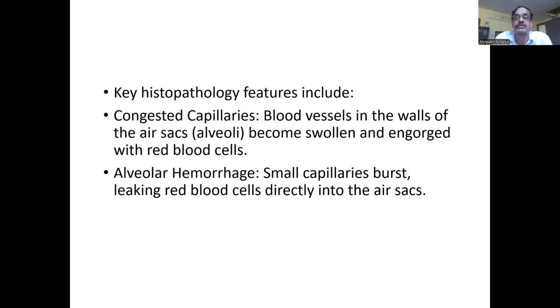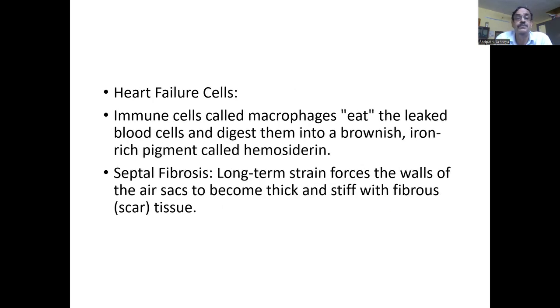The capillaries in the walls of the air sacs, the alveoli, become swollen and engorged with red blood cells. Alveolar hemorrhage: small capillaries leak red blood cells directly into the air spaces. In heart failure, immune cells called macrophages eat the leaked blood cells and digest them into a brownish iron-rich pigment, hemosiderin. Septal fibrosis: long-term strain forces the walls of the air sacs to become thick and stiff, with fibrous marks.